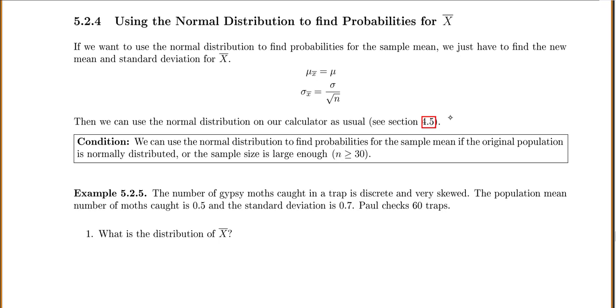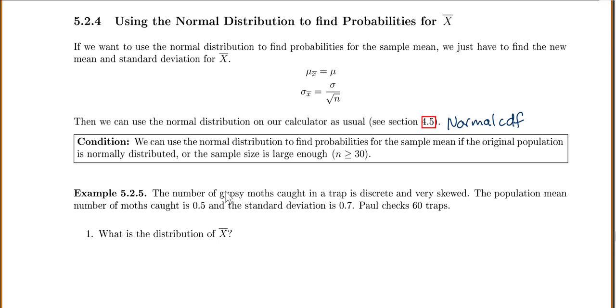You can go back and look at section 4.5 to see how we did that. But we'll just be using our normal CDF function on our calculator. Now there is a condition to do this. We can only use the normal distribution to find probabilities for our sample mean if our original population is normally distributed or the sample size is large enough, meaning n is at least 30.